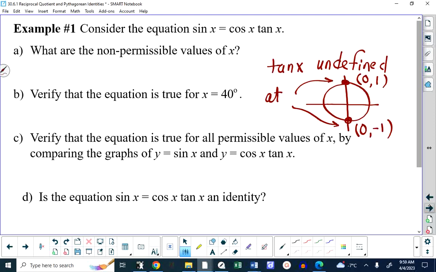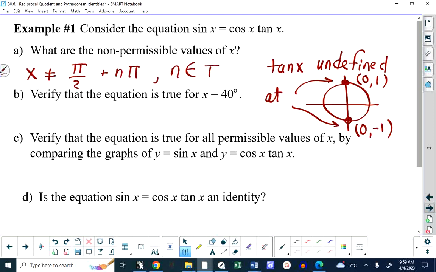can't divide by 0. In other words, and by the way, the x in our equation up here is the rotation angle. The x in our equation is not the x on the unit circle. So what are the non-permissible values of x? X is not allowed to be pi over 2 plus multiples of pi.